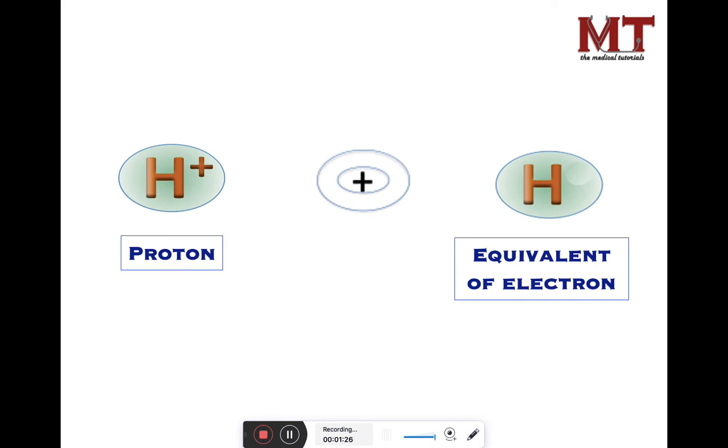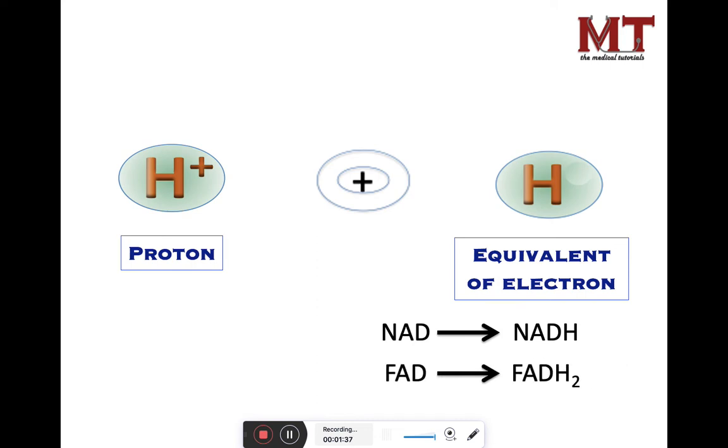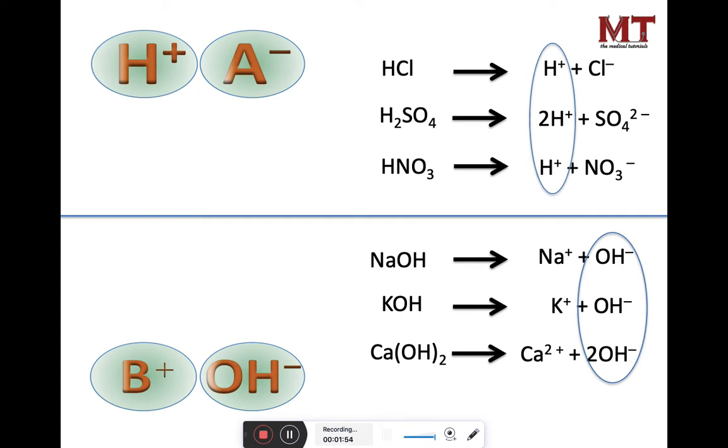When the hydrogen is transferred, it means an electron is transferred. For example, when NAD is converted to NADH, it means it has gained an electron. When FAD is converted to FADH2, it means it has gained 2 electrons. So H, the entire hydrogen atom, is an equivalent of electron, while the hydrogen ion is an actual proton.